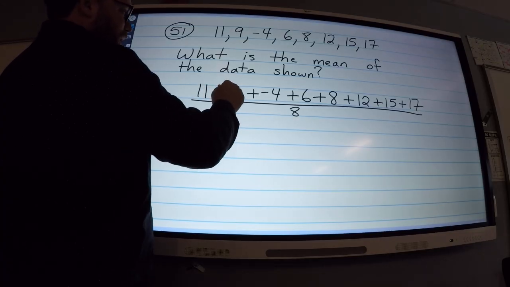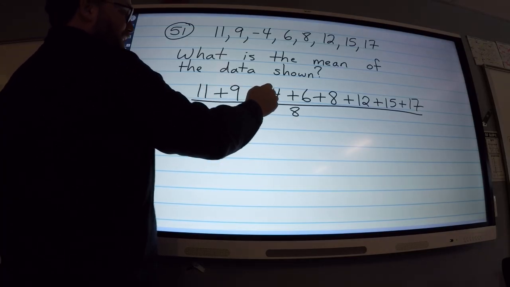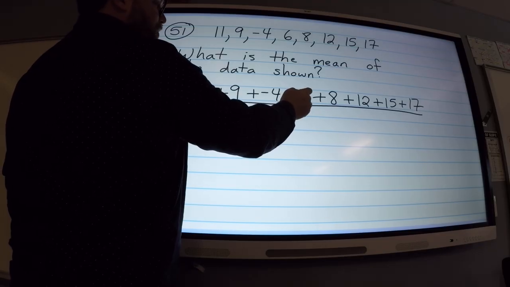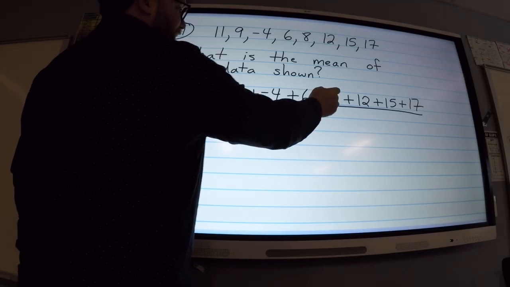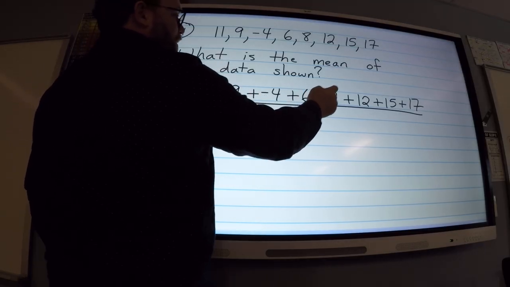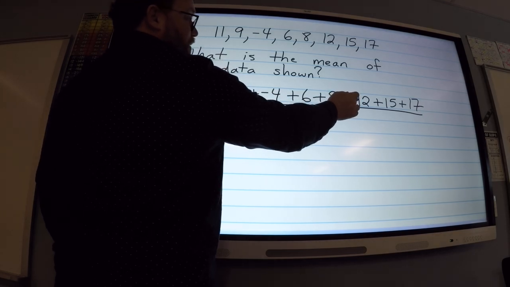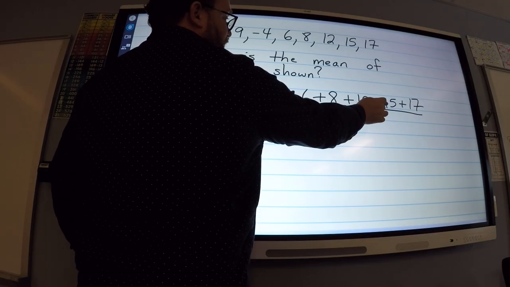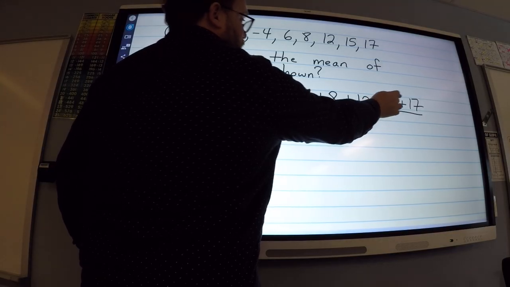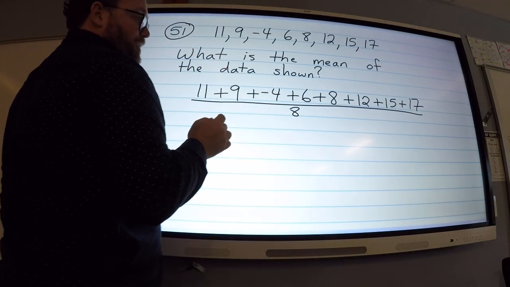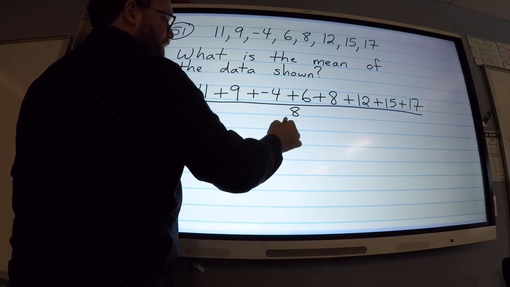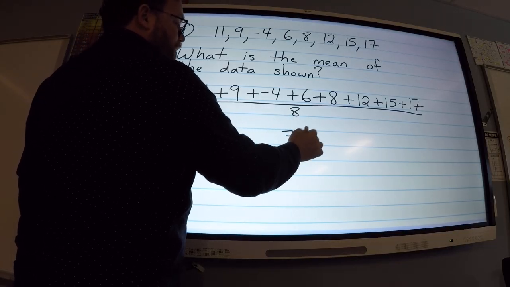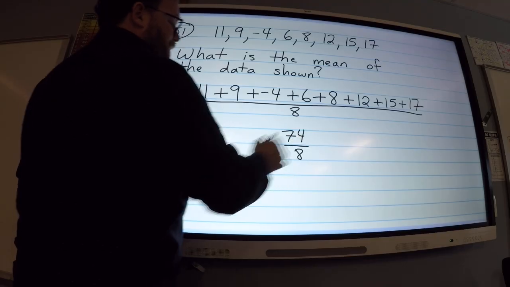11 plus 9 is 20. 20 plus -4 is 16. 16 plus 6 is 22. 22 plus 8 is 30. 30 plus 12 is 42. 42 plus 15 is 57. And 57 plus 17 is going to be 74. So we're going to get 74 divided by 8.